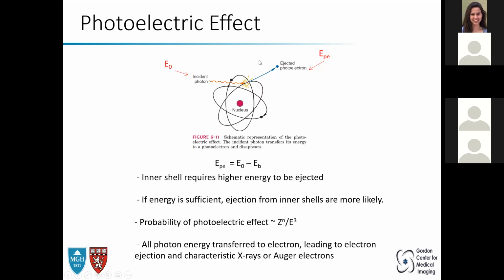So it requires more energy to eject an inner shell electron. But if you have enough energy, so if this incident photon has more energy than the binding energy of any of the shells in this particular atom, the ejection from the inner shells is more likely. Now, this can seem a little counterintuitive, but does anybody have an idea why you are more likely to eject one of those inner shell electrons rather than one of the weakly bound outer shell electrons?